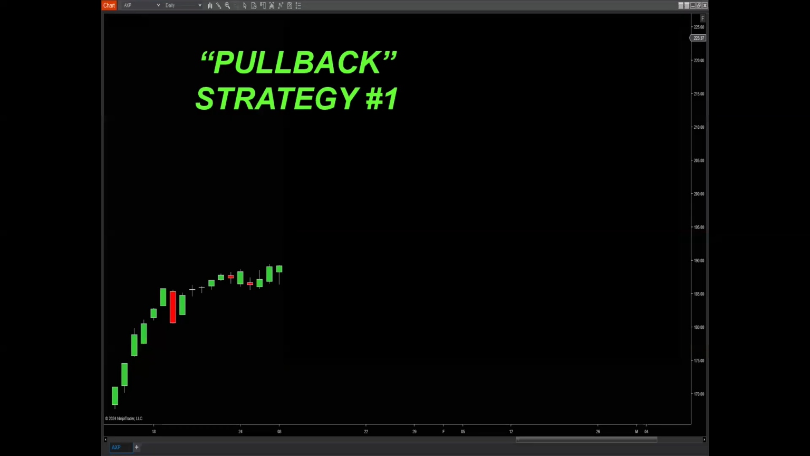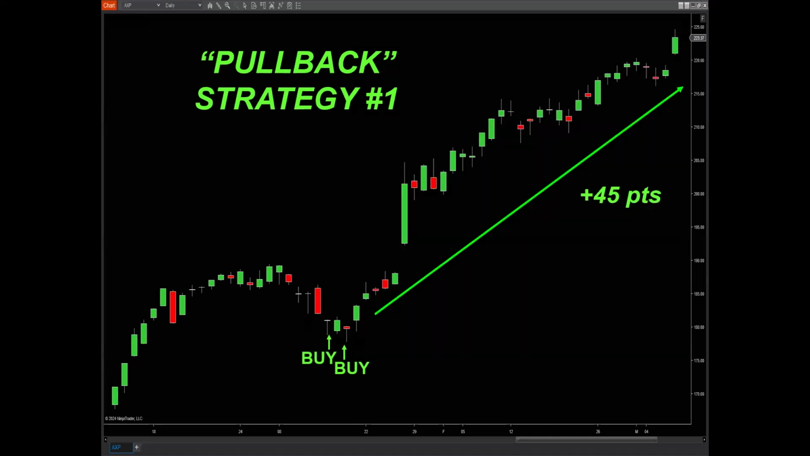All right, here's an example in AXP, American Express. We have a nice uptrend in place, but all of a sudden it starts to sell off. Where most traders would say, hey, that's the end of the uptrend, time to get out, take our profits. Strategy number 1 actually generated 2 buy setups right here near the lows of that pullback, and you could have potentially captured 45 points to the upside. These are actual strategy number 1 setups.